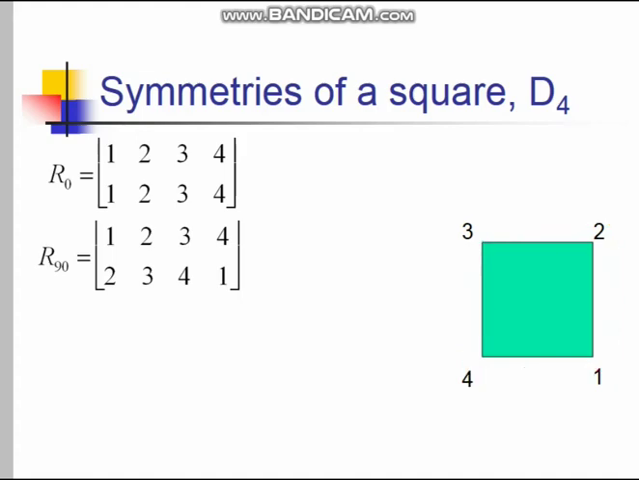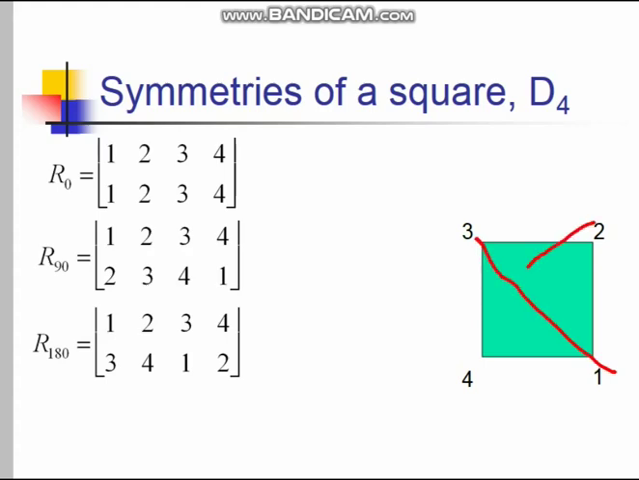And if you rotate 180 degrees, a number is skipped. That is, 1 goes to 3, 2 goes to the next number 4, 3 goes to 1, and 4 goes to 2. This is the rotation for 180 degrees.